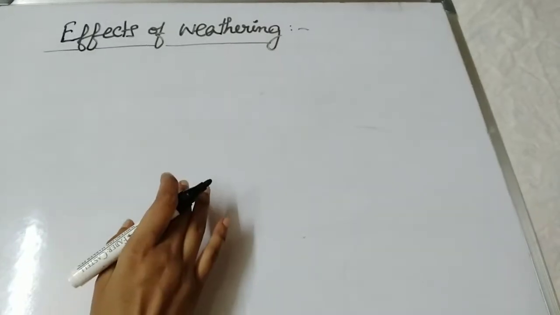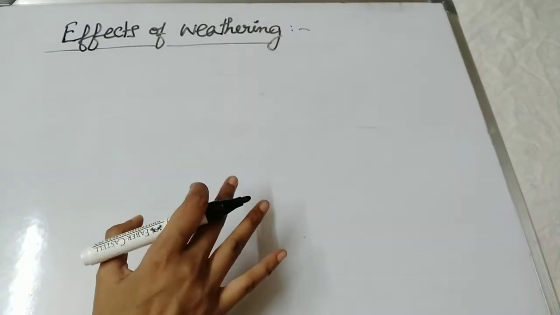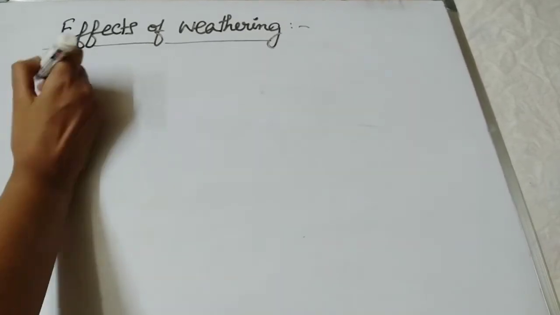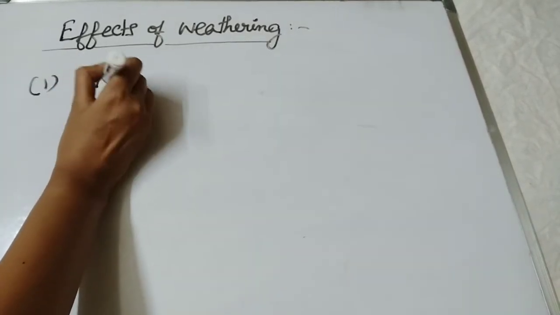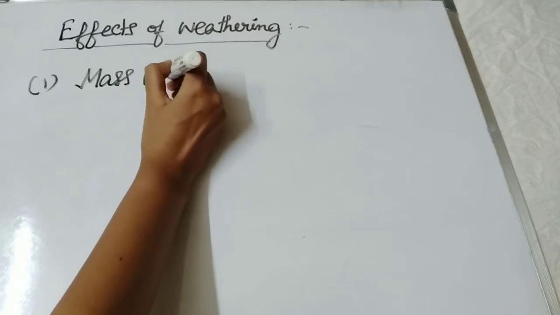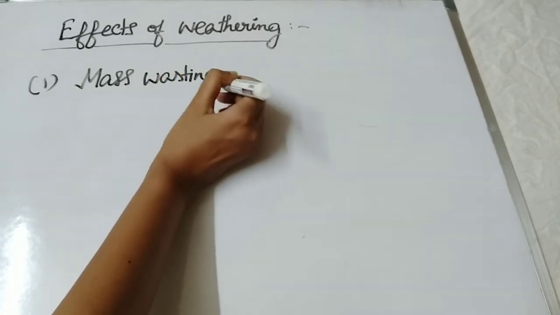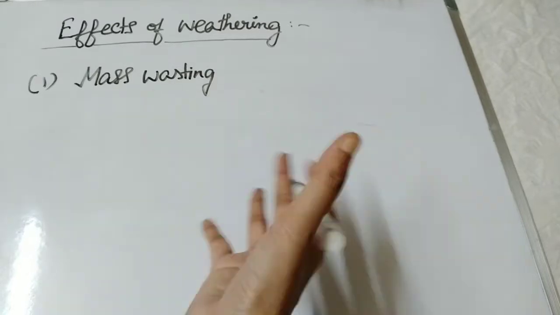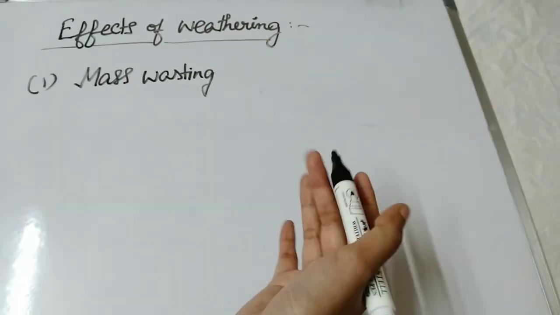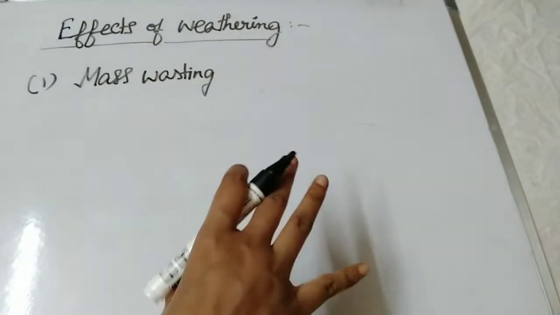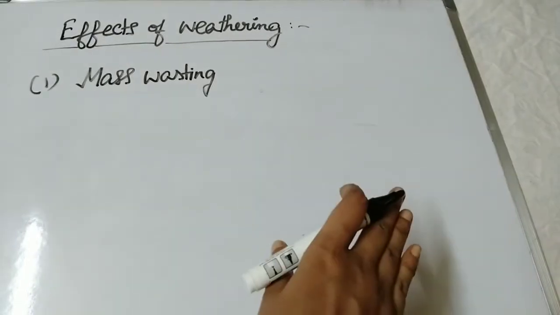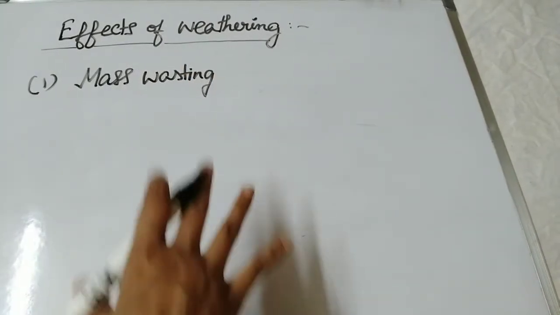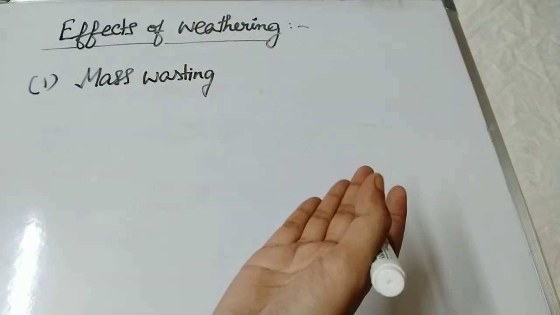Coming to the next, that is the effects of weathering. It is the last sub-point which we are going to discuss. Number one is mass wasting. I have already told you about mass wasting in my previous video. The term is associated with the process where rocks and minerals are transported naturally from the surface of the earth down the slope by the force of gravity. So it is called mass wasting, and it is an effect of weathering.